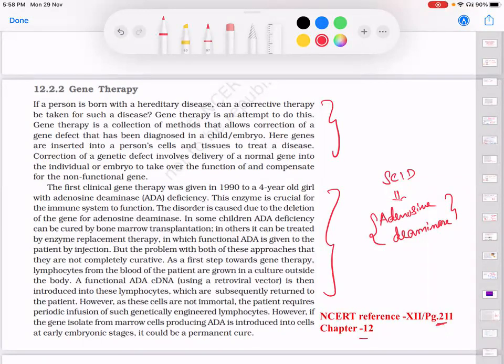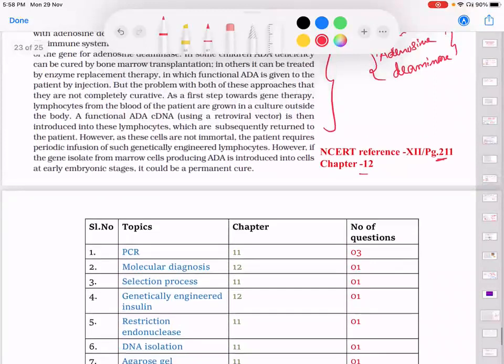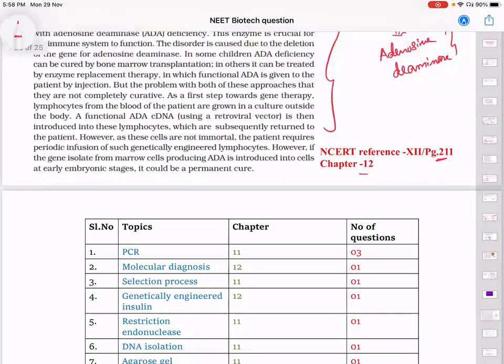Gene therapy might be a good weapon against treating various genetic diseases in the near future. There are some issues that need to be resolved. Once that is done, gene therapy will be a very good option for treating genetic diseases, right? So I think we are done with the questions. There were 10 questions from Unit 9, Biotechnology.